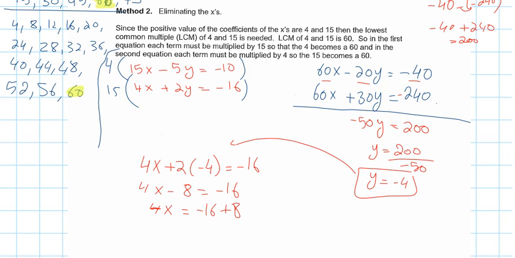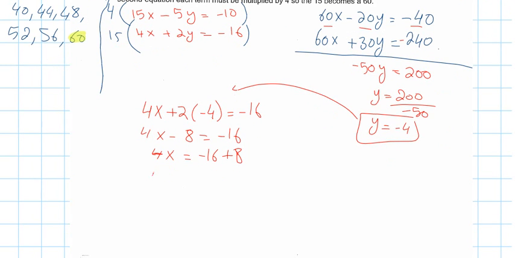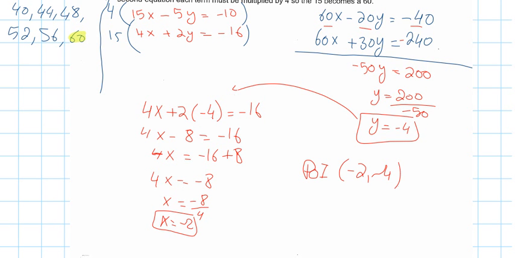4x equals negative 8. Divide by 4. That gives me negative 2. Is that the same answer that we got earlier? Yes. The POI is negative 2, negative 4. Okay? So the extra step that we have to do here is we have to multiply either both equations or one of the equations.